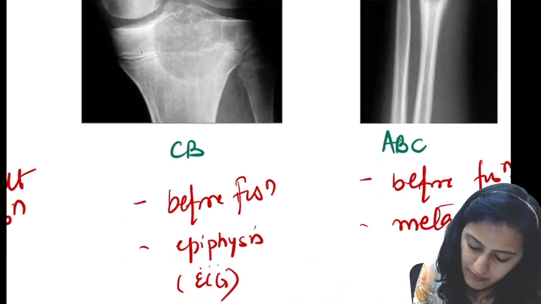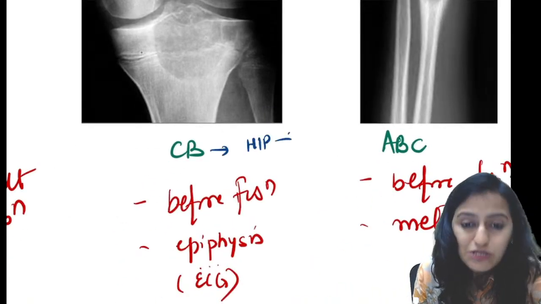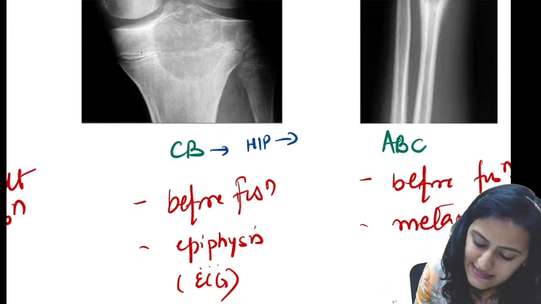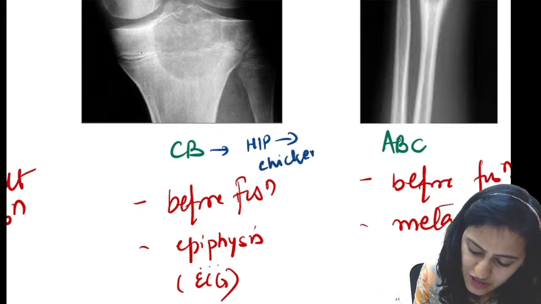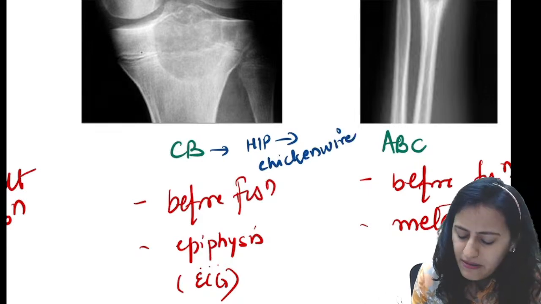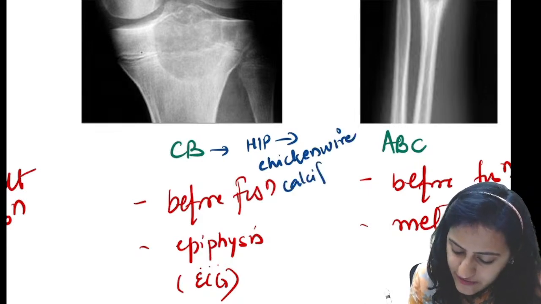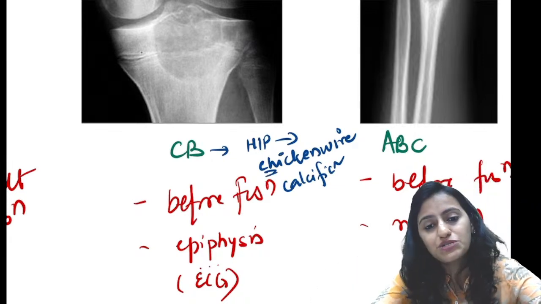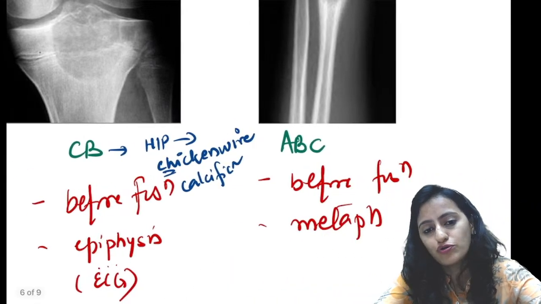Another point to be remembered for chondroblastoma, remember histopathologically, not radiologically. It has chicken wire calcification. Okay. So remember, it has chicken wire calcification that is present with chondroblastoma. Chicken wire calcification is seen with chondroblastoma.